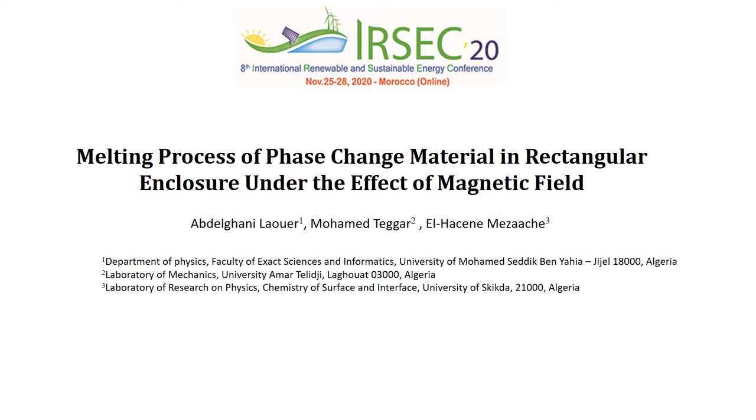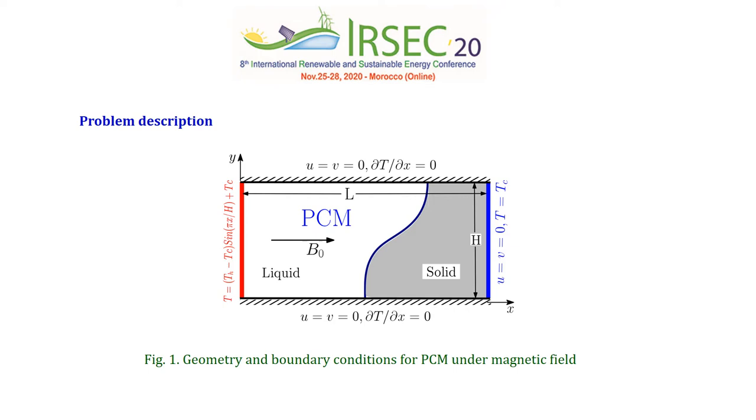In this work, the melting process of phase change material in a rectangular enclosure under the effect of a magnetic field is investigated numerically. Consider a horizontal rectangular cavity with aspect ratio equal to 0.5 filled with phase change material subjected to a horizontal uniform magnetic field. The cavity is heated from the left wall.